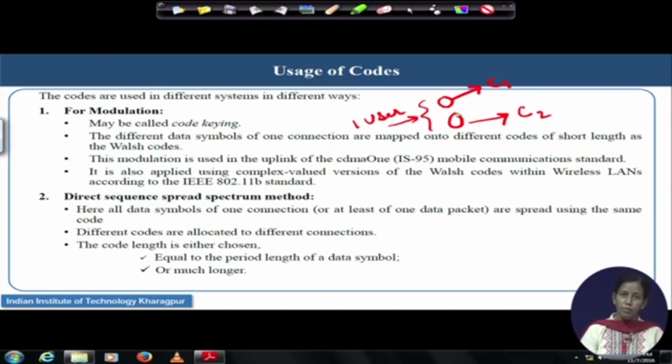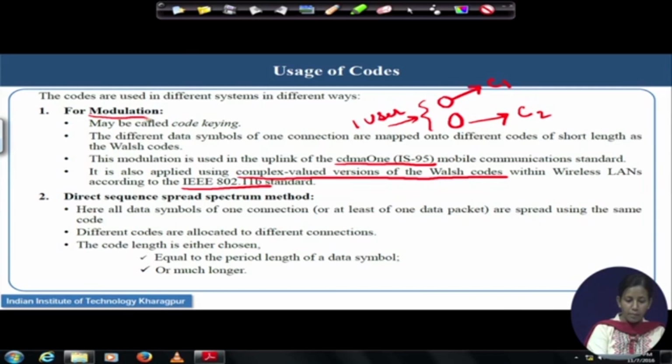We have utilized this kind of code keying in a practical system design, the CDMA 1 or IS 95 mobile communication standard, where in the uplink communication code keying is utilized. Each symbol of a user is mapped into a different code. Also, the complex valued version of the Walsh code is used in WLAN, especially in the 802.11b standard. This is another good example of code keying. So, code utilized for modulation is one application.